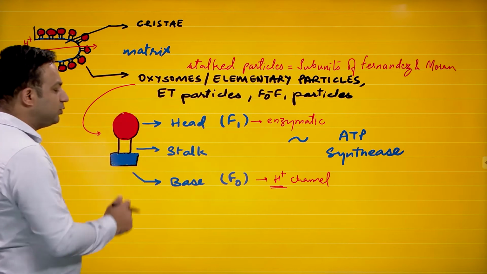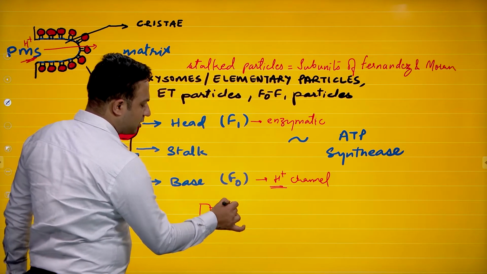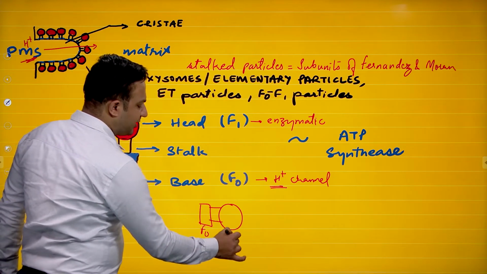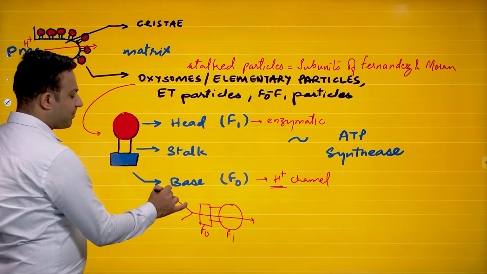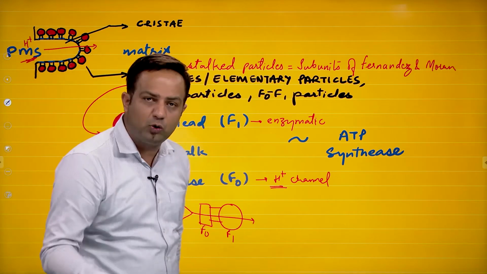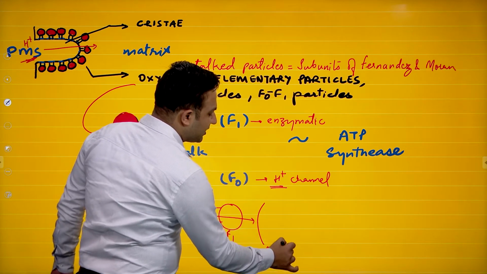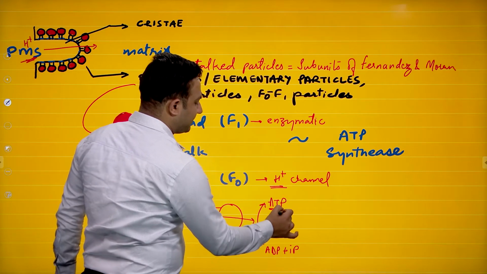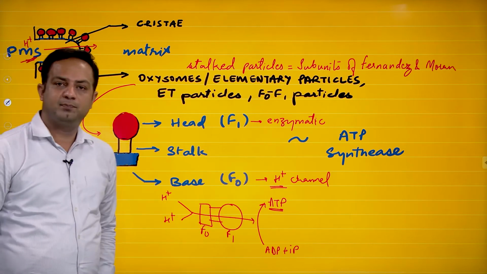We used to say that this structure, this base, this stalk, and this enzymatic head, is F naught base, F1 head. The protons are going from this side, the perimitochondrial space, from their higher concentration to their lower concentration, and in this way they are making it favorable to form bonds like this, ADP to ATP. This is how we can mention them, right?